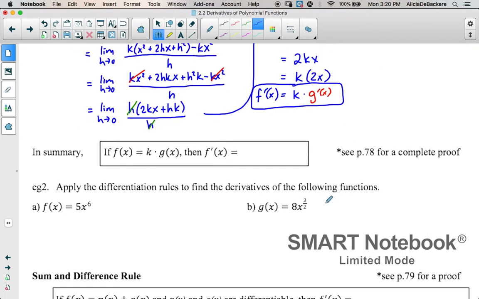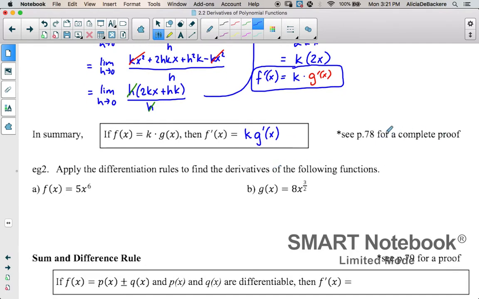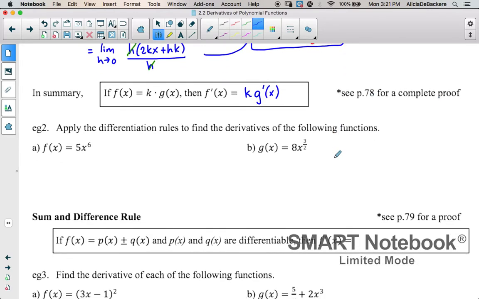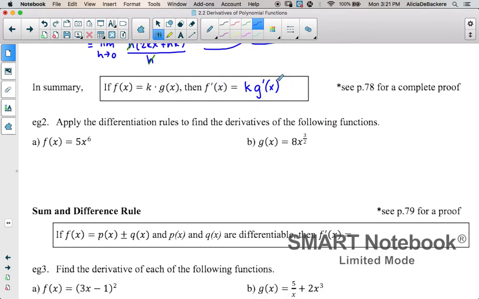And then I can simplify afterwards. So again, if f at x equals k times g at x, then the derivative will be k times whatever the derivative of g at x is. Again, if you want to see a complete proof, that's on page 78, and it just won't use the x squared function. It'll keep a generic g at x in. All right, we're going to try to practice this.